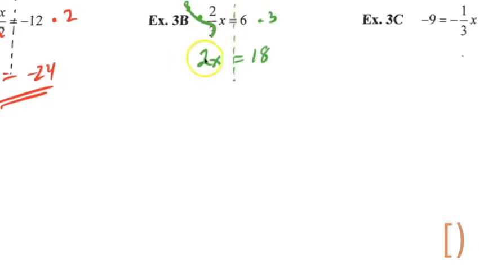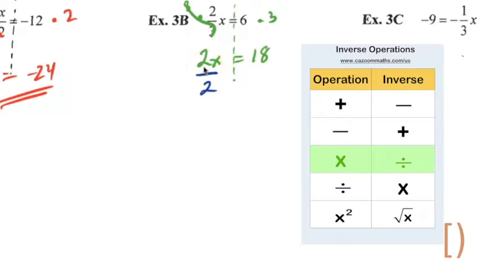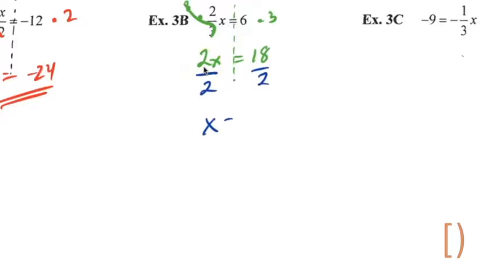So we're there now. Again, x is not by itself, so you have to keep on going. Let's divide by 2. Whatever I do to one side, I do to the other side. And you get x equals 9.